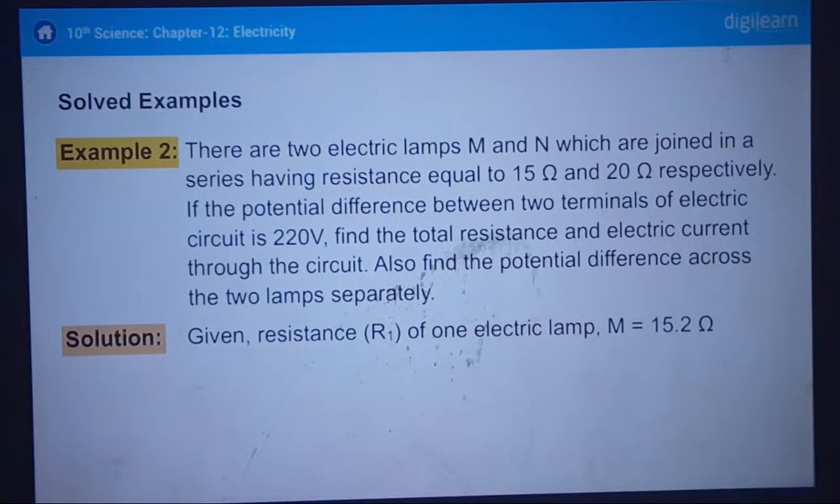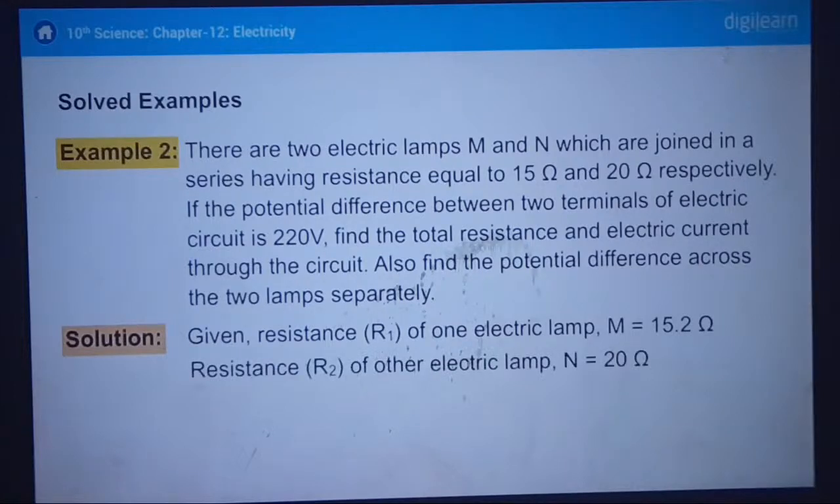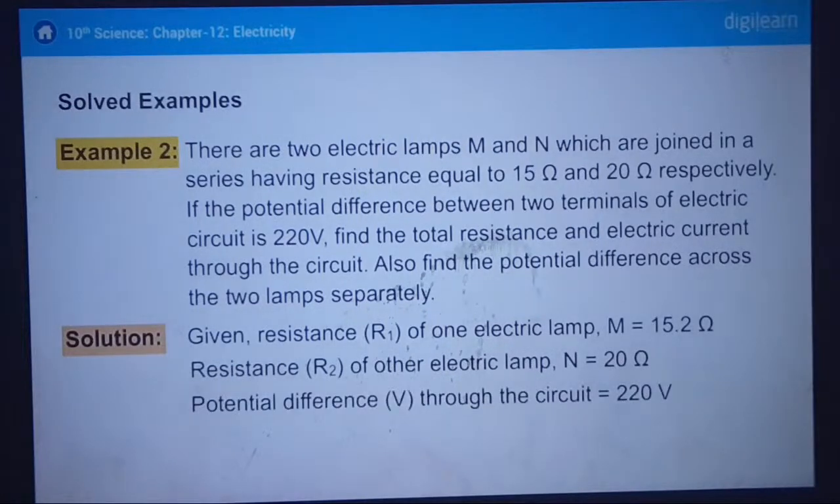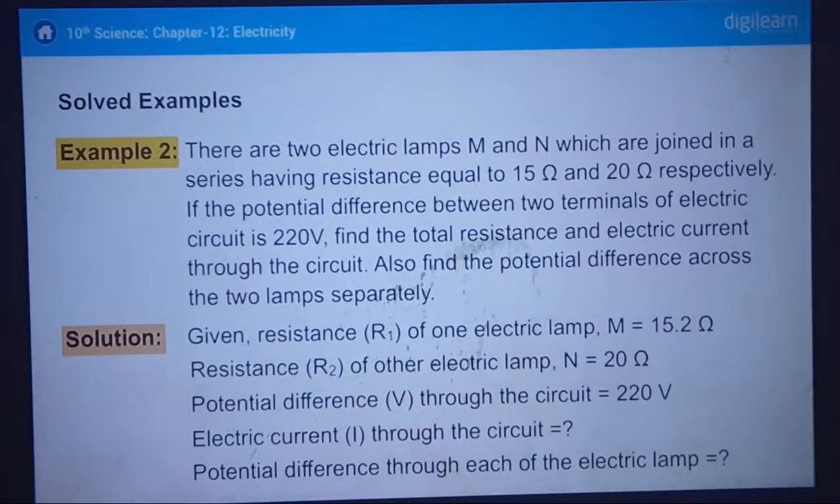Solution: given resistance R1 of 1 electric lamp M equal to 15.2 ohms. Resistance R2 of the other electric lamp N equal to 20 ohms. Potential difference V through the circuit equal to 220 volts. Electric current I through the circuit to be found out. Potential difference through each of the electric lamps to be found out.